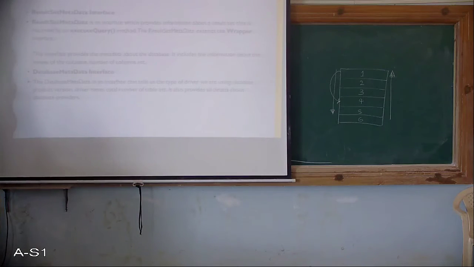Then we have another type of interface which will be helpful for us to access the result set, the result set metadata interface. What is this metadata? The result set metadata interface provides information about the result set that is returned by an execute query method. The result set metadata extends a wrapper interface. Okay. This interface provides metadata, that is, information about the database you are going to get. It provides the information about the names of the columns.